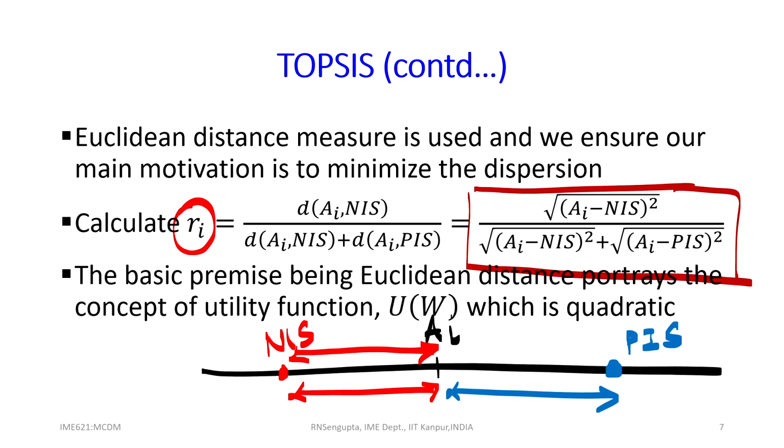So, it is basically being scaled between the values. The basic premise behind Euclidean distance portrays the concept of a utility function, which we are considering as quadratic. Why quadratic? If you consider this distance measure being quadratic, and if you consider the concept of normality to be true, the idea of normality of returns with respect to the quadratic being the utility function gives you the idea.